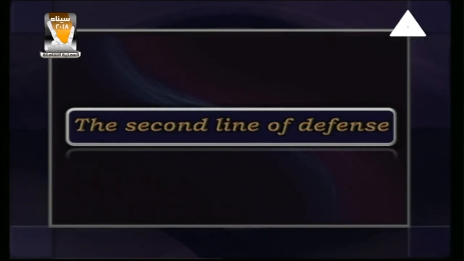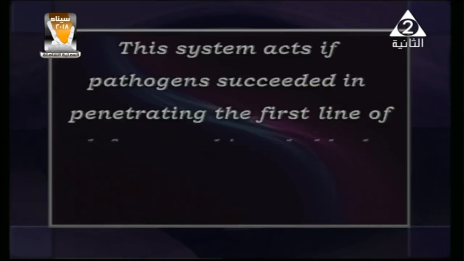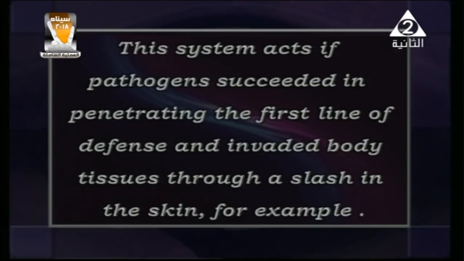What is the second line of defense that we have? This system acts if the pathogens succeeded in penetrating the first line of defense. As we said in the last episode, we have two main ideas. We have a group of tissues and systems that have the ability to prevent the pathogen from entering our bodies. But what happens if the pathogen succeeded in entering our body and penetrating the cells of the host? The second line of defense starts to work at this time.